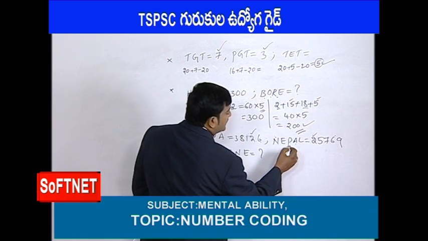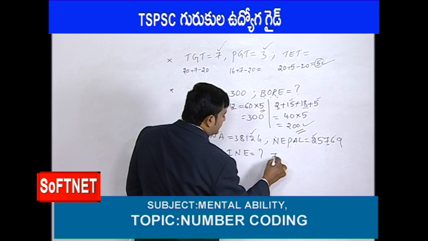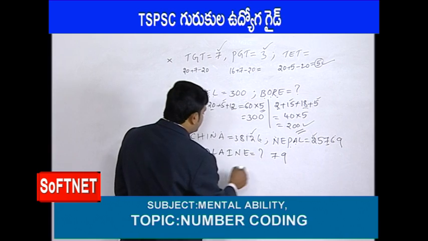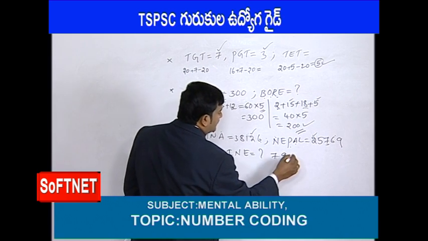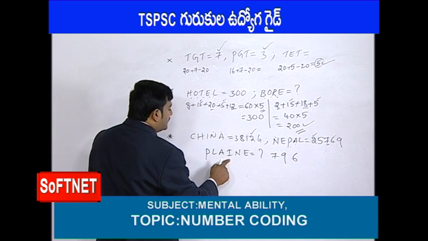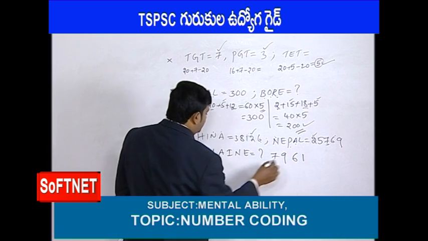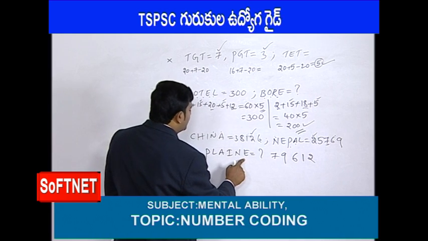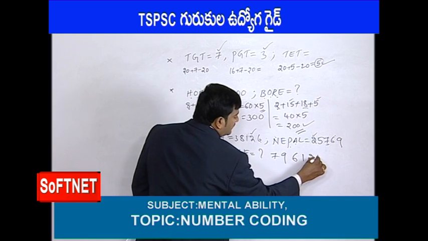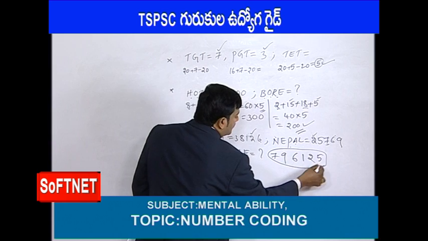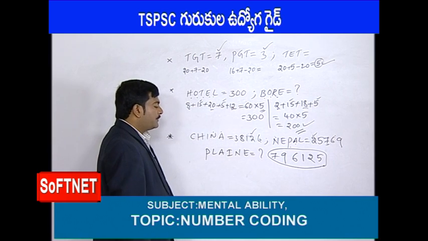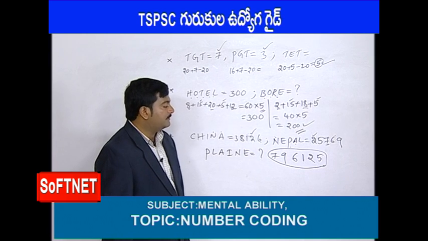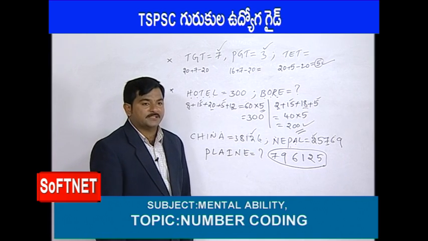Usually P means how much is there here? 7. That's why 7. L means how much is there? 9. Similarly, A means how much is there? 6. And I means how much is there? 1. N means how much is there? 2. And finally E means how much is there? 5. Hence the code for the given word plane, PLAINE, is 796125. Hence this is the answer.